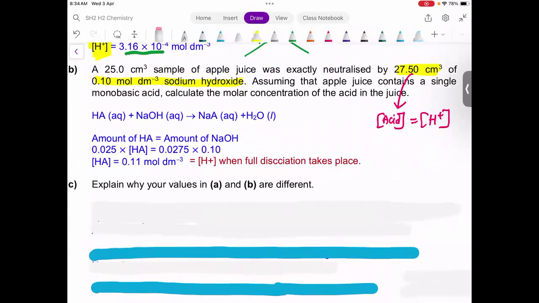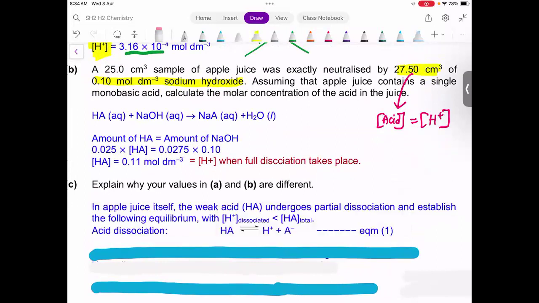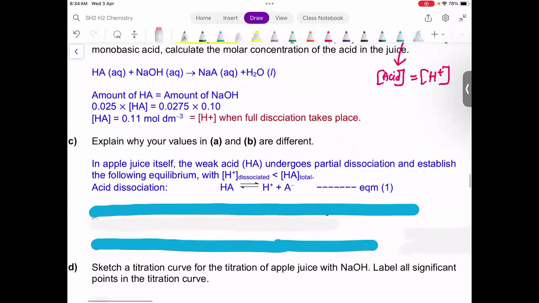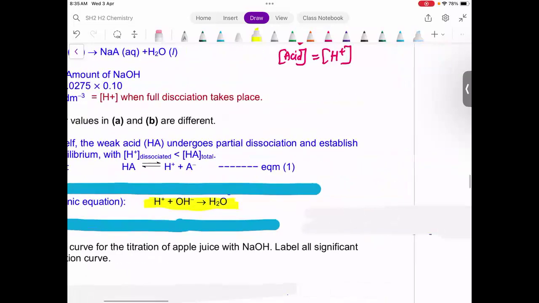All right, so why do you think the values are different? Okay, so how do you talk about it? In apple juice, it undergoes natural partial dissociation, but with the presence of your acid-base reaction. So this is the equation representing the acid-base reaction. Because of this acid-base reaction, which is a complete reaction, the H+ present in the system is completely reacted away with every drop of OH- added. As a result, it will enable your weak acid to undergo full dissociation.